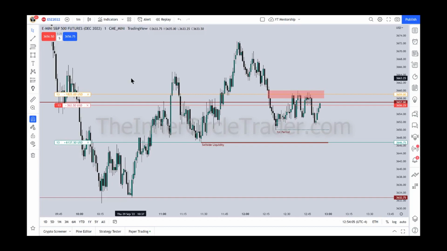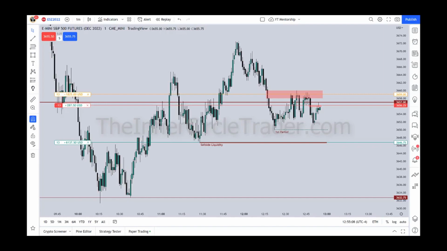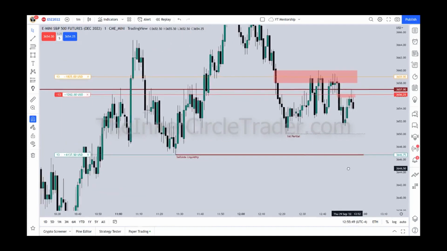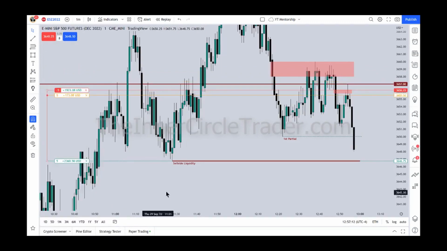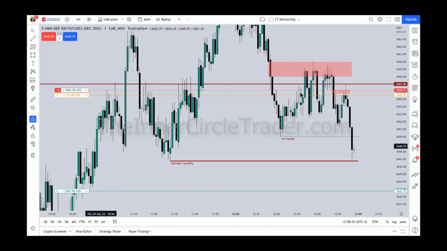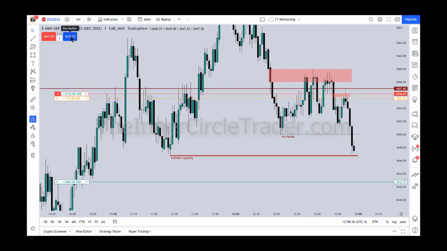Fair value gap right in here. I'll annotate that, let you see what I'm looking at. So the price should gravitate back down to that low where I have first partial taken, or not taken, but will be taken. Adjusting the stop, reducing the risk. Partial taken. Stop is now better than entry. And I'll be looking to take a partial and open up the profit objective a little bit more.